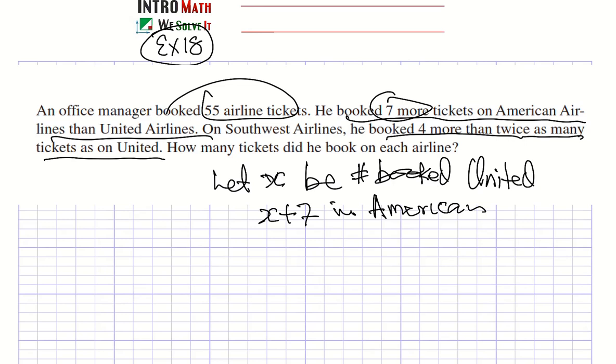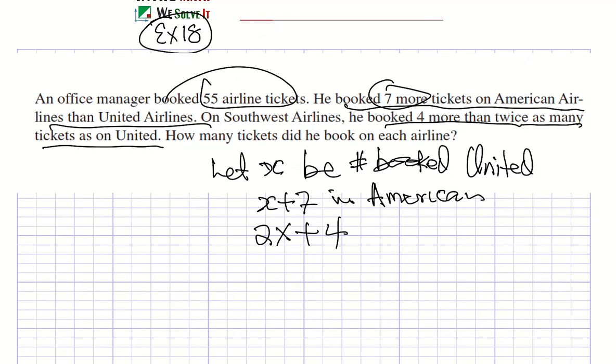And then Southwest is introduced. He said he booked 4 more than twice as many as United. What is it? United is X. Twice as many as United is that, and then 4 more is this. You see that? You gotta read that very carefully, man. If you read that very carefully, that's what you will get. So we got that. This is Southwest.